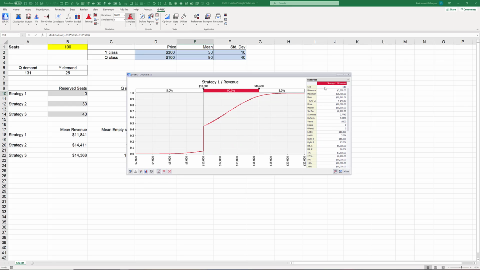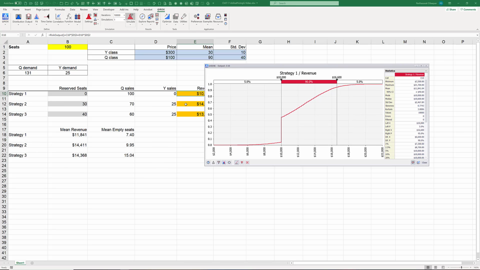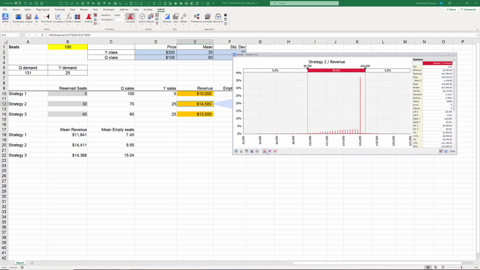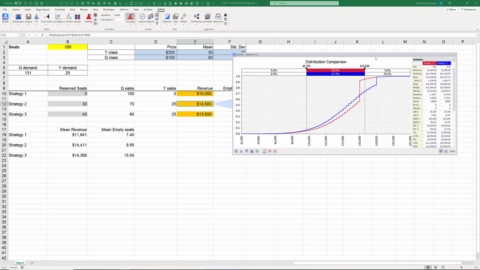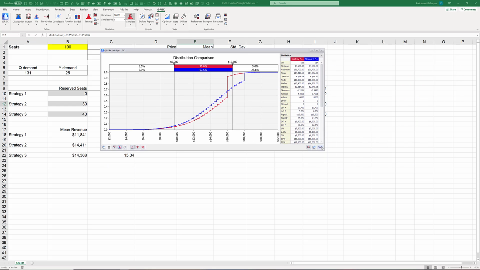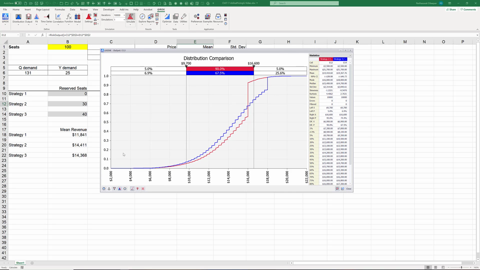So this is your strategy 1. Okay, we don't want that. So let's click here. So that gives us strategy 2. So cumulative ascending. Okay. And then we will overlay that one. Okay. So now you see the 2 strategies cumulative distribution plotted.